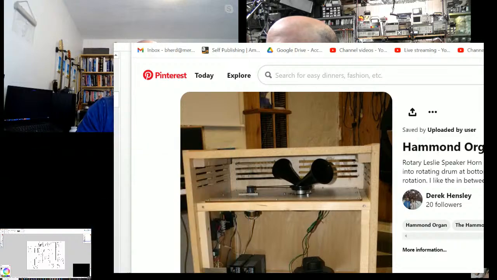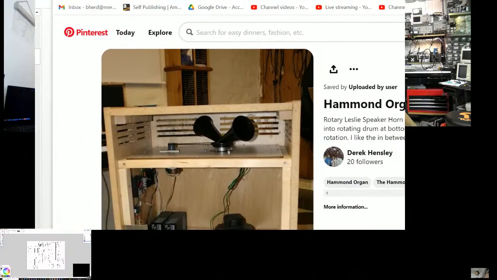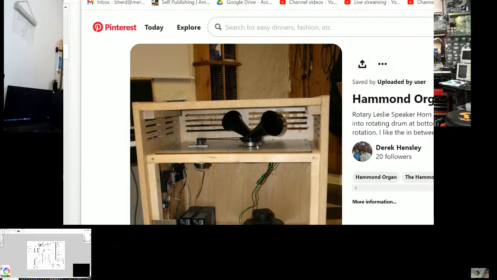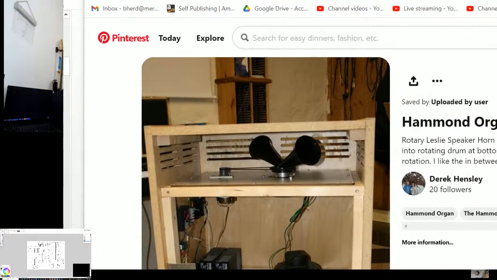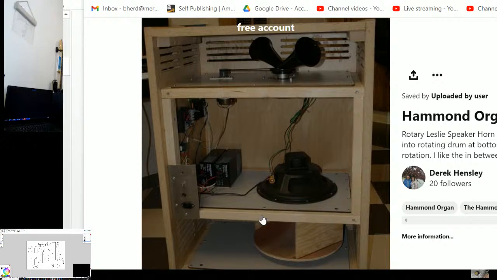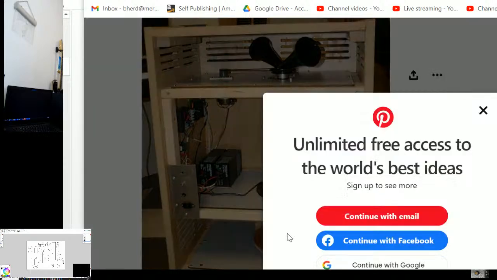It actually shows two techniques for a Leslie. And then let's talk about what a Leslie does for us. So at the top, we had the spinning horns. And at the bottom, we don't spin the bass speaker. We spin a baffle in front of it.